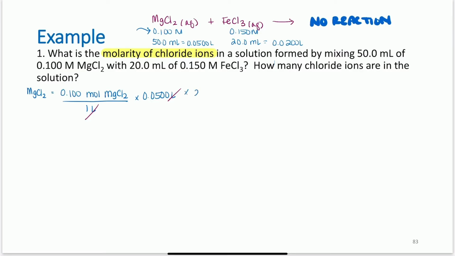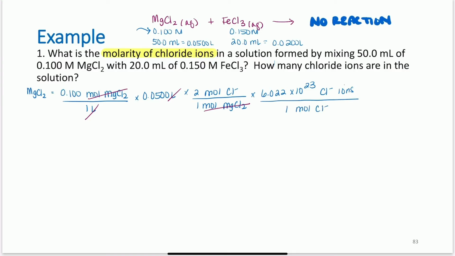So now I'm going to convert to moles of chloride. I have 2 moles of chloride ions for every 1 mole of magnesium chloride. This cancels out moles of magnesium chloride. I've now got moles of chloride ions. Now I can use Avogadro's number. And I find when I multiply this out, I get 6.02 times 10 to the 21st chloride ions.